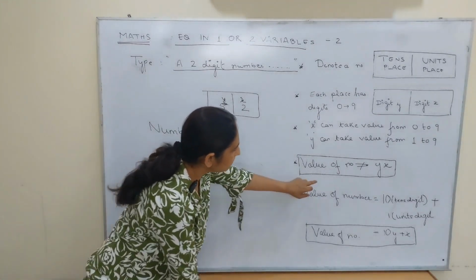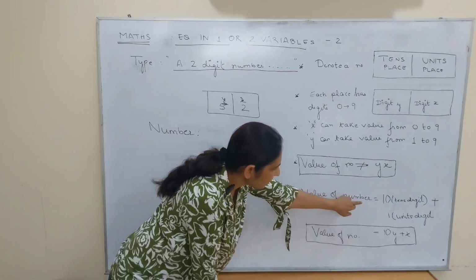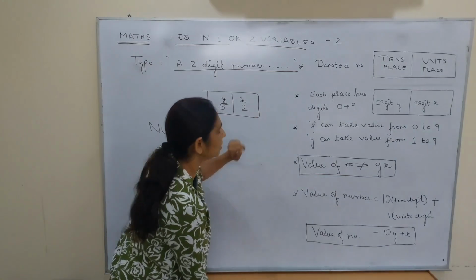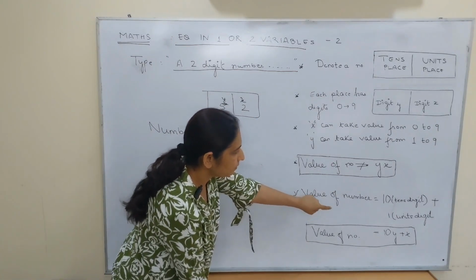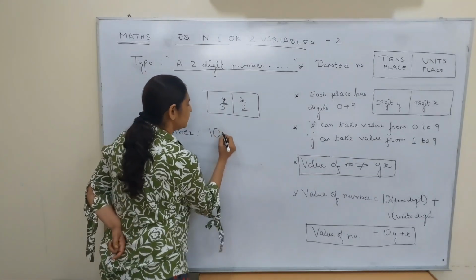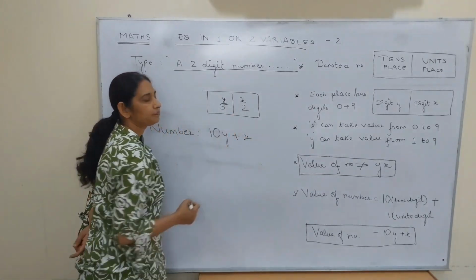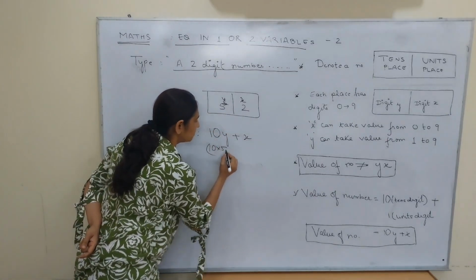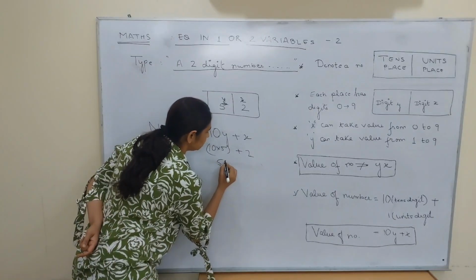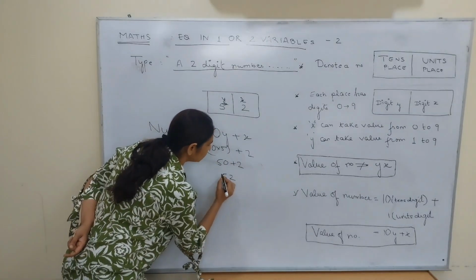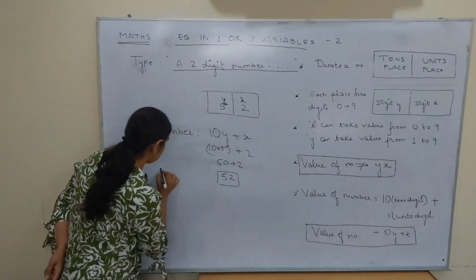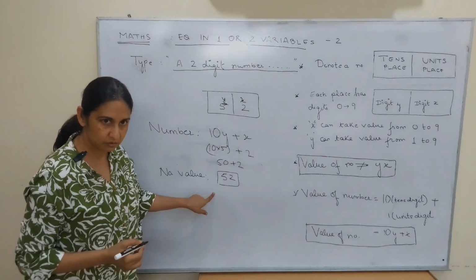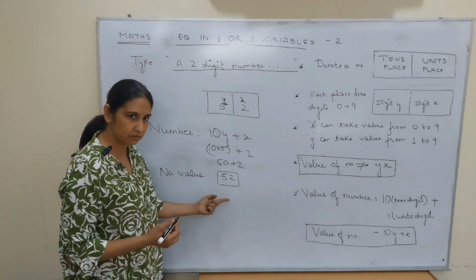See, for the number, what you have to do is multiply 10 by the tens place and 1 by the units place. 10y plus x. So the number is always 10y plus x. So let's try. What is 10y? 10y is 50, plus 2. So here we get the number value exactly as 52. Now see, what is the number value? 52, or the number itself is 52.